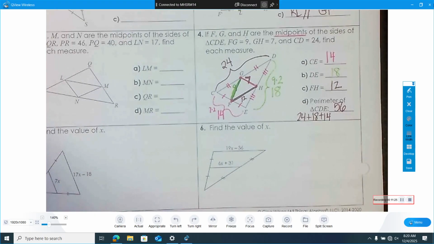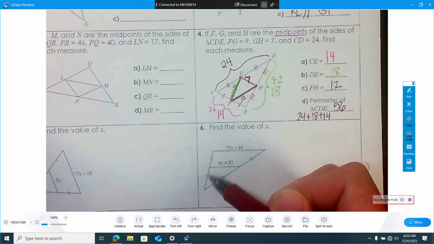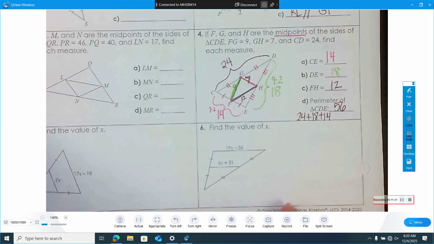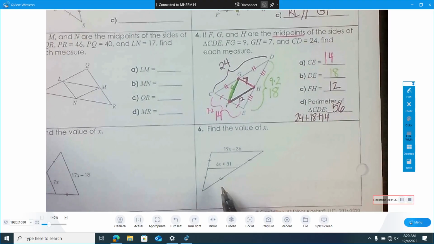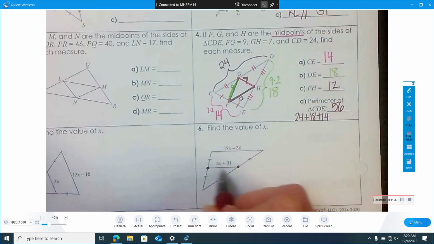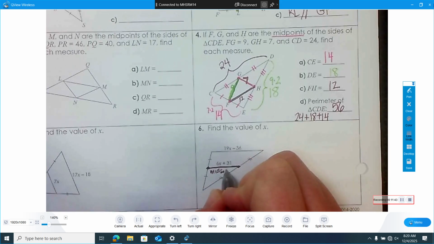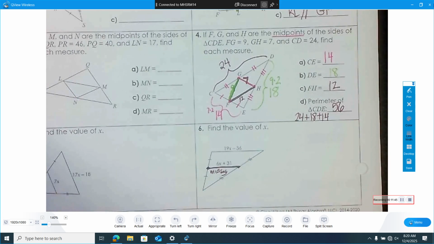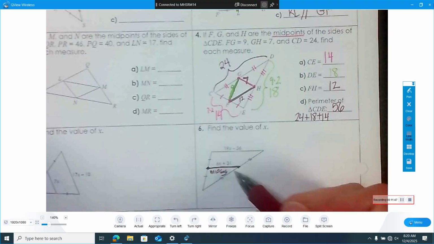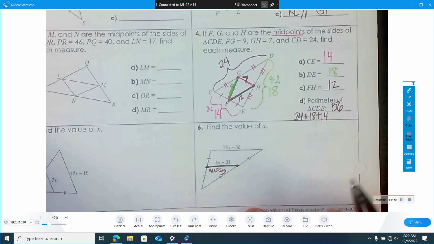Okay, so number 6. Let's look at number 6. Look at my markings. What information do we have? 6x plus 31 is the midsegment. We know it's a midsegment. Are they equal to each other? No, we need plus that equals 180.